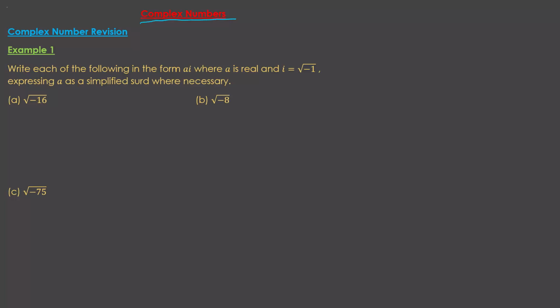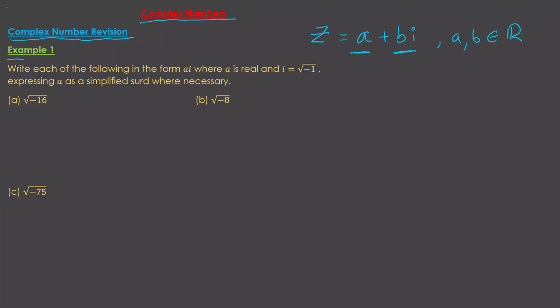Complex numbers. Complex number revision. Before we start example 1, let's just remind ourselves that a complex number z is equal to a plus bi, where a and b are real numbers. This is called the real part, and this is called the imaginary part.